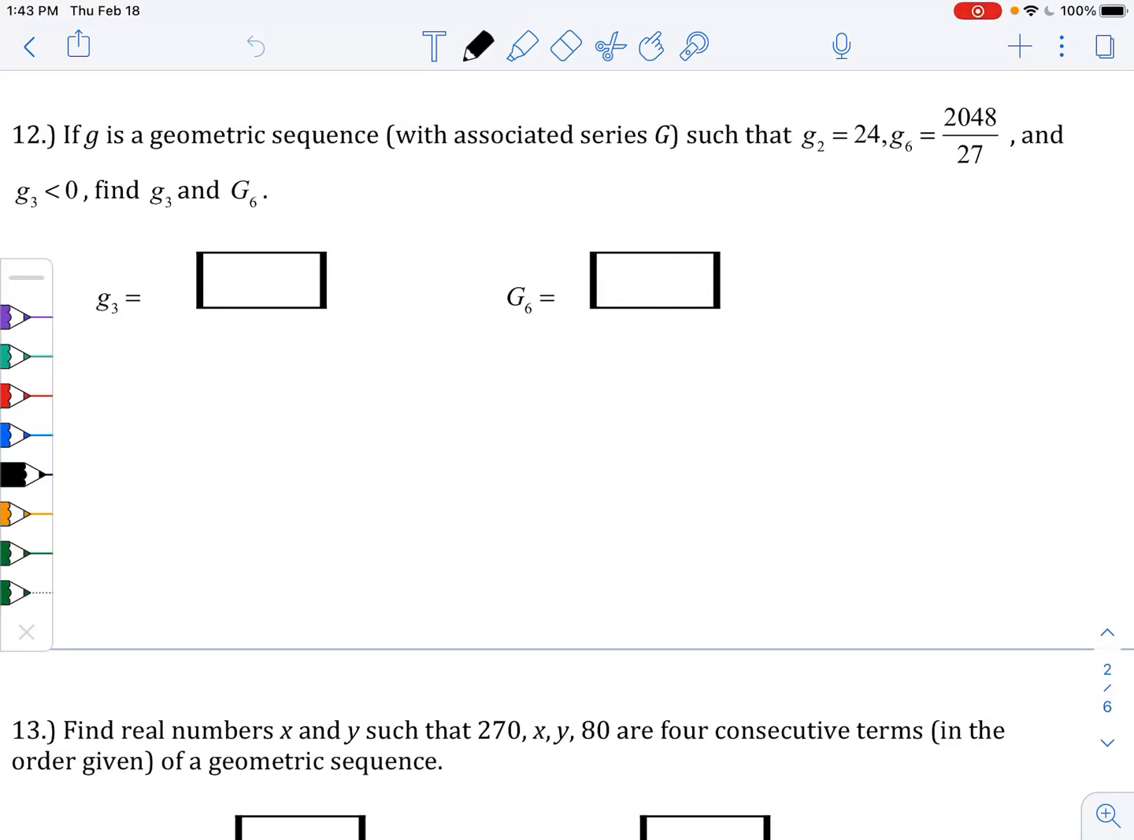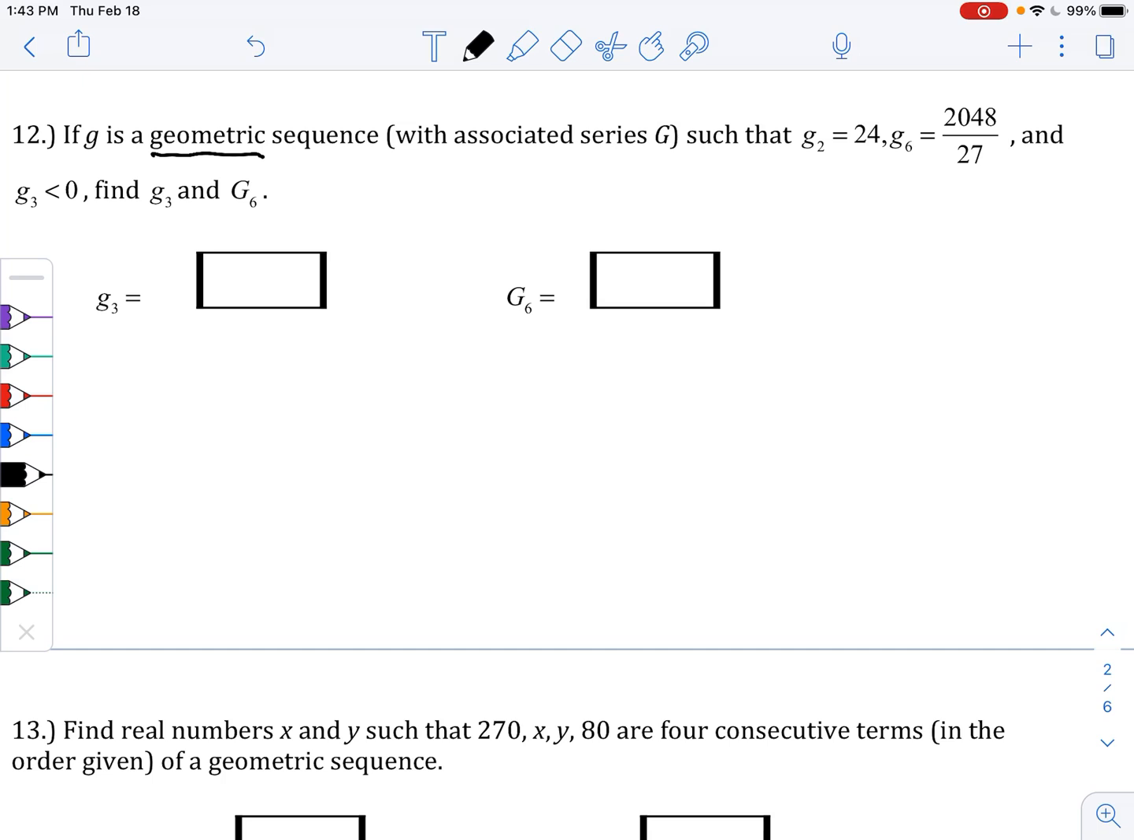I wanted to talk about problem number 12. That one usually generates some questions about how to proceed. On these types of problems, pay close attention to what's being asked for. It is asking you to work with a geometric sequence and the associated series. That capital G, of course, is where we're talking about the sum of those terms.